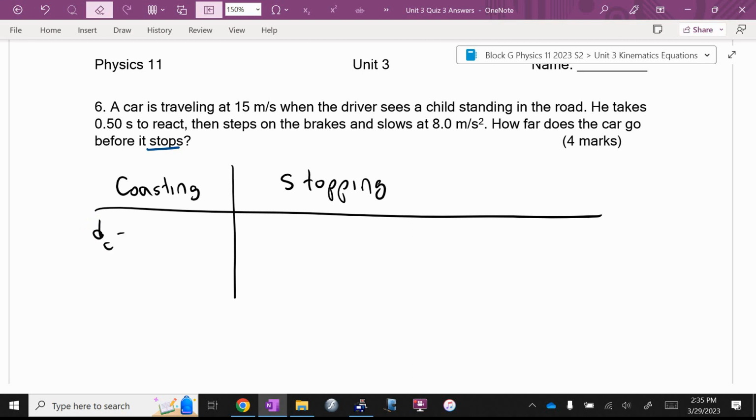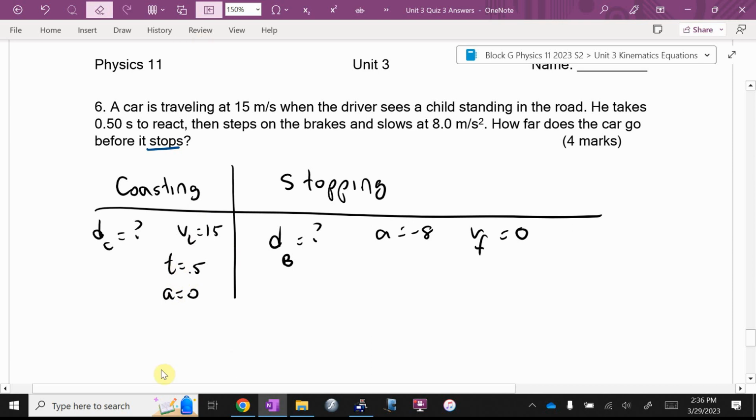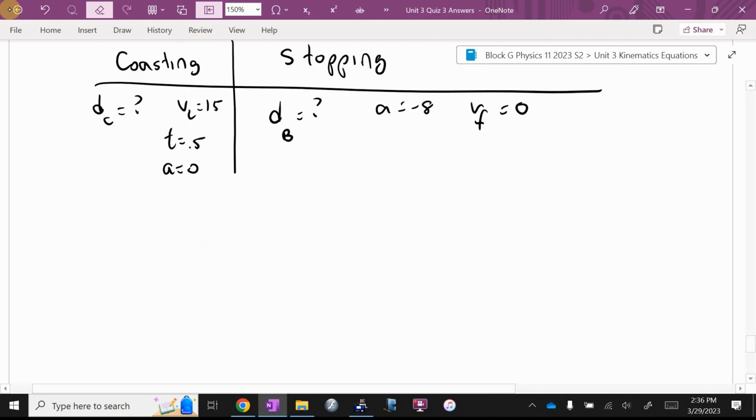So we're going to find the distance we travel while coasting. We're going to find the distance we travel while braking. And then we're going to add them together. So I think the VI equals 15 goes there. I think the T equals 0.5 goes there. Okay. So A equals -8 goes here. VF equals 0 goes here. Hey, this is nice. I have three things. I can find a fourth over here on the left.